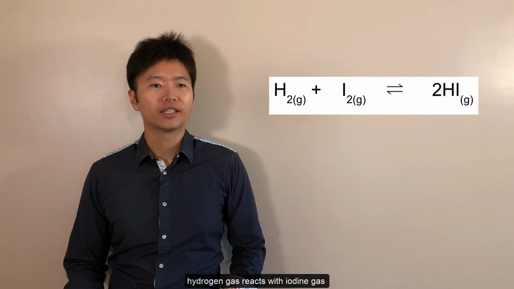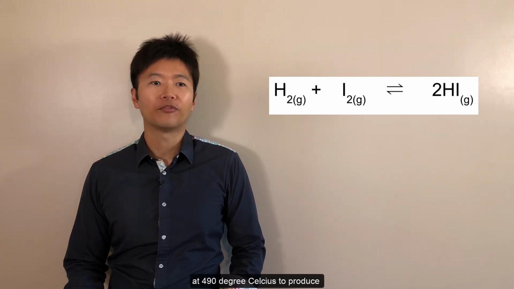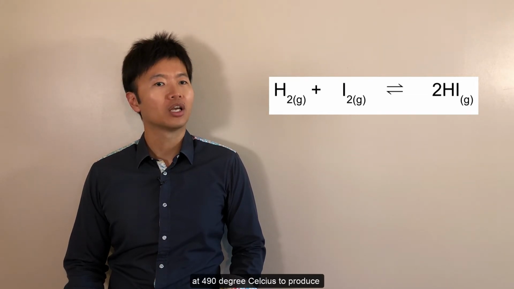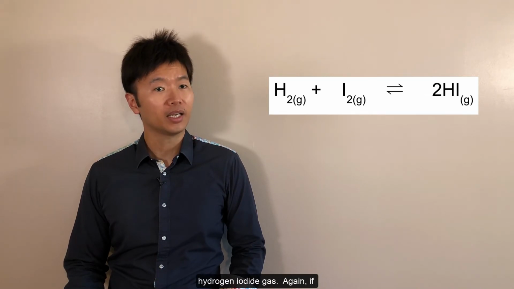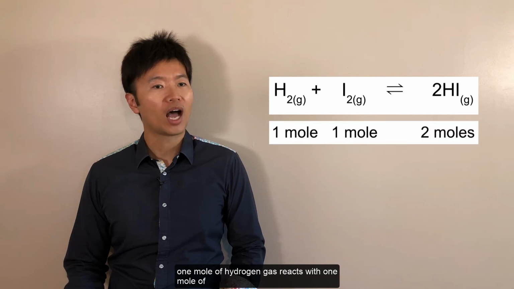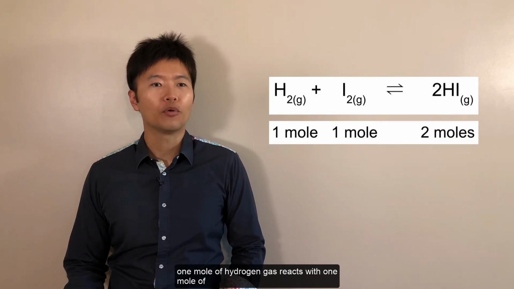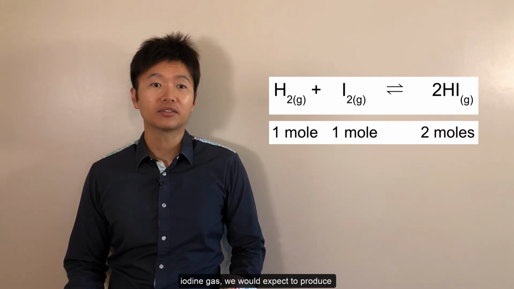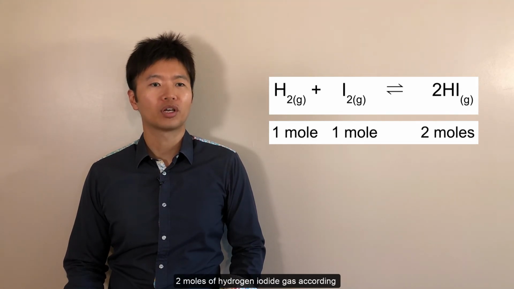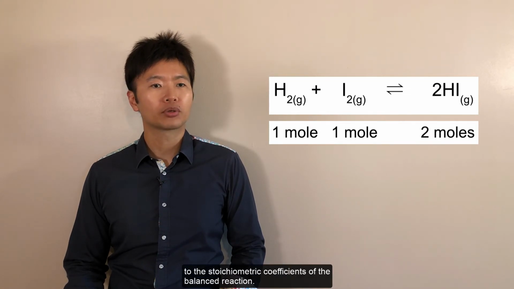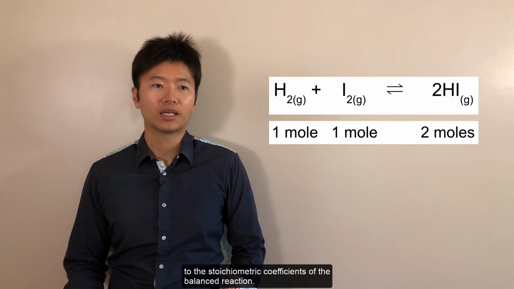For example, hydrogen gas reacts with iodine gas at 490 degrees Celsius to produce hydrogen iodide gas. Again, if 1 mole of hydrogen gas reacts with 1 mole of iodine gas, we would expect to produce 2 moles of hydrogen iodide gas according to the stoichiometric coefficients of the balanced reaction.